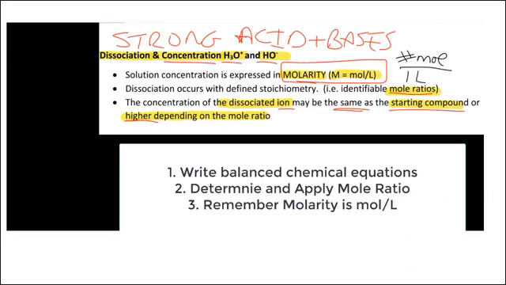So in summary, if we look at reviewing, we know that molarity is moles of the species per liter, and that we need to look at the stoichiometry or the mole ratios. We have looked at the dissociation of our strong acids and bases and how if it's a 1-to-1 ratio, our concentration is the same as what we started with. If it is not a 1-to-1 ratio, it's going to be greater than.